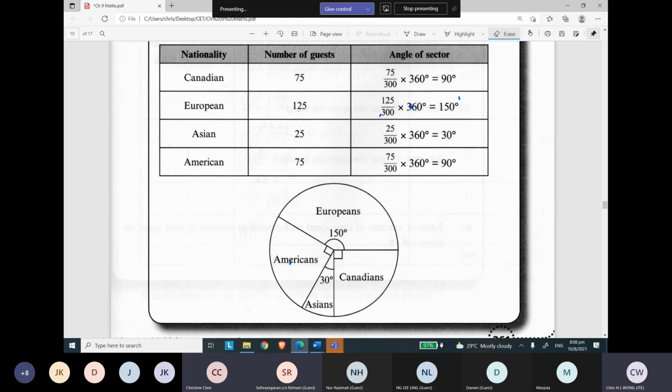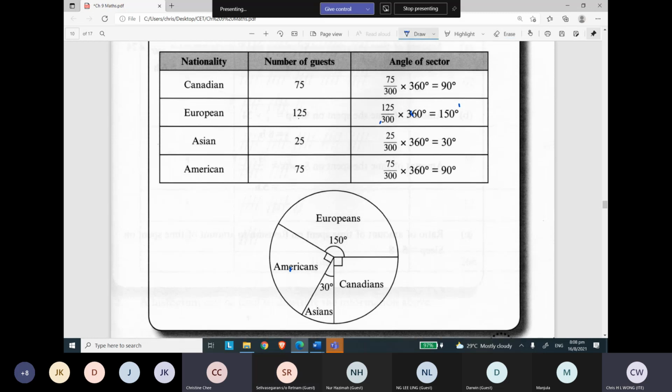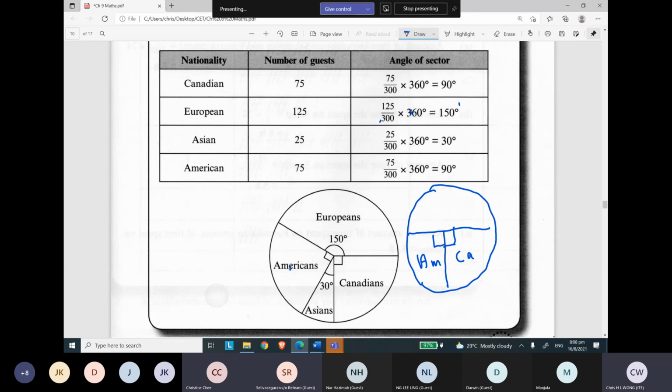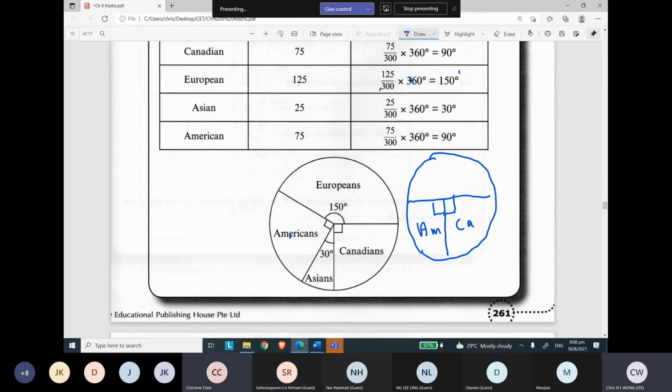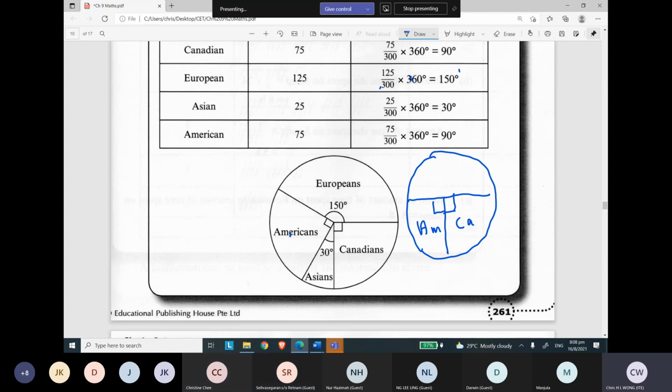You can draw a pie chart like that. Maybe I draw one for you. Say for example, you draw this one 90, this one 90, this one 90, right? So you can put American here, and this one can be Canadian. Easier to draw, right? But not so beautiful. But you can draw like that as long as the degrees are correct. It's easier to draw like that.